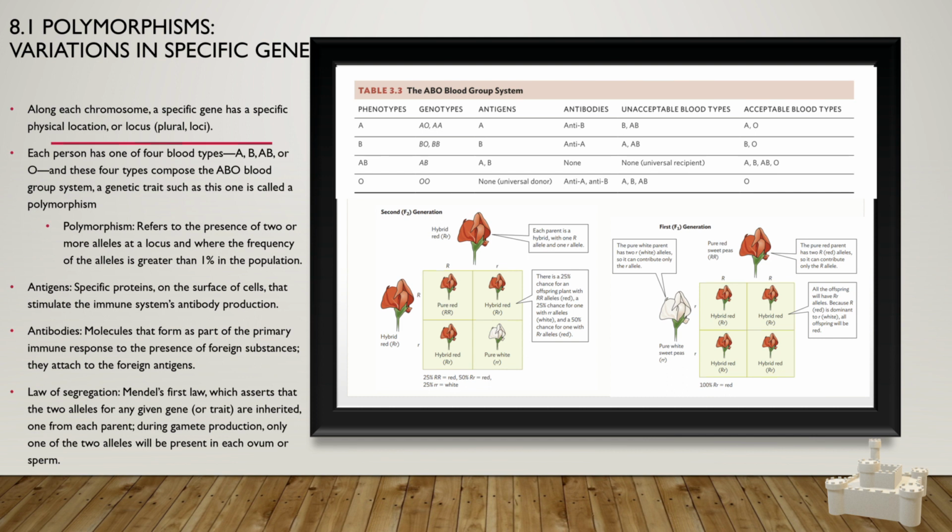The specific proteins on the surface of cells that stimulate the immune system's antibody production are called antigens. And molecules that form as part of the primary immune response to the presence of foreign substances and attach to the foreign antigens are called antibodies. And the next one is Mendel's first law, which asserts that the 2 alleles for any given gene, or trait, are inherited, one from each parent. During gamete production, only one of the 2 alleles will be present in each ovum or sperm.